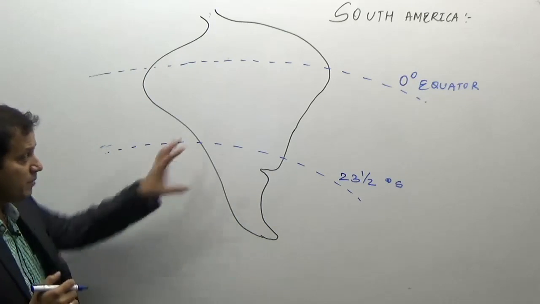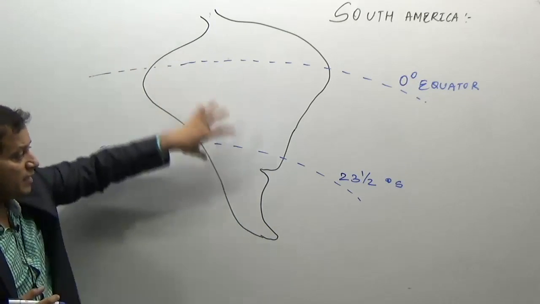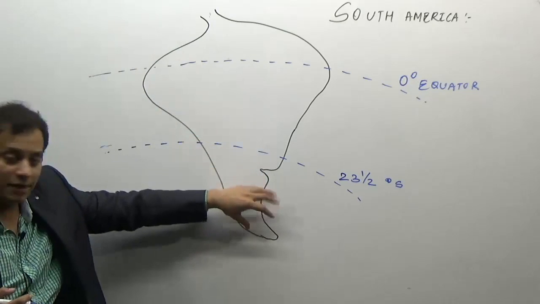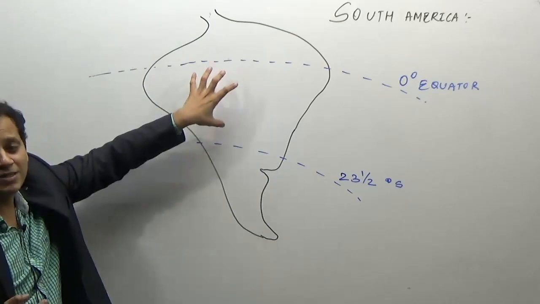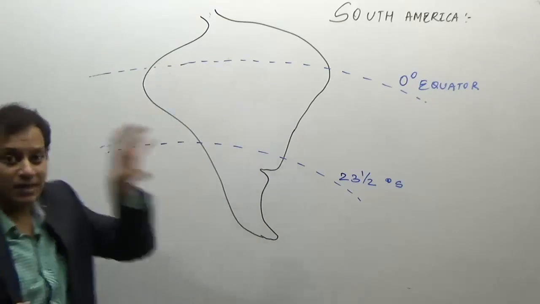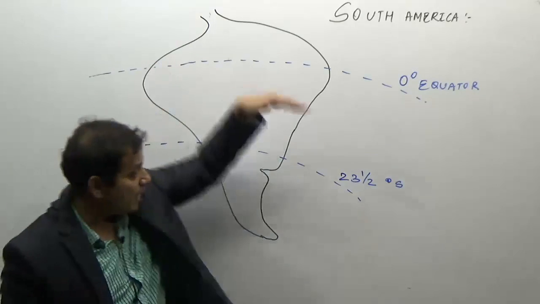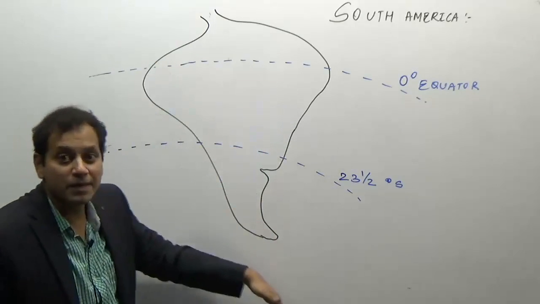Now look at the shape of this and see here. See that it is very much tapering in the bottom, or in the south it gets tapered away, while in the middle it is broad. So we can conclude that the majority of the continent lies in the tropics. Why? Because on the southern part it becomes tapering.